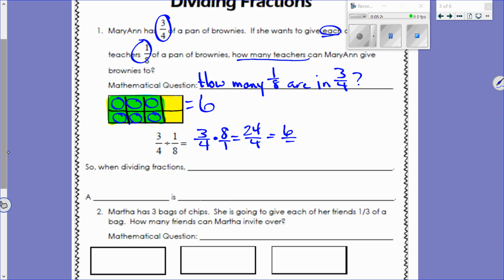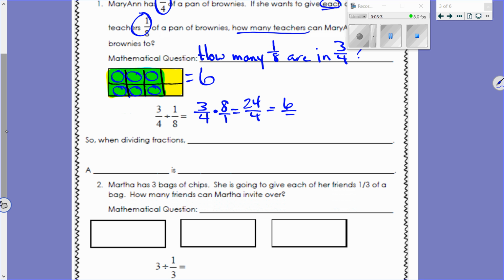But what I could do, and what Devin walked us through, so when dividing fractions, what we're going to do is multiply by the reciprocal. Does that word sound familiar?